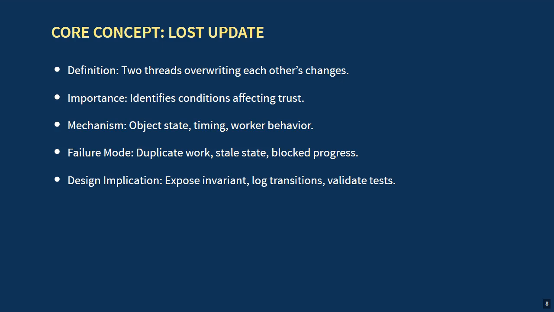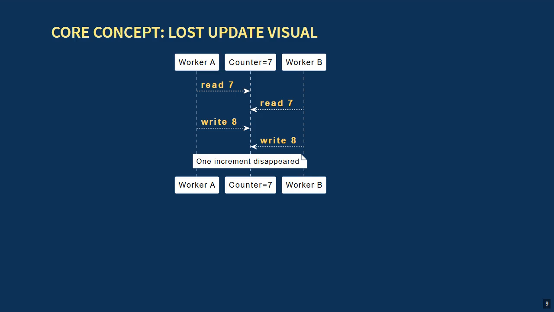The lost update condition arises when two threads read the same value and overwrite each other's changes. Understanding this is vital as it uncovers issues with trust in our system's operations during concurrent execution. This timeline makes the lost update visible. Two actors read overlapping state, compute from stale information, and write results that erase or duplicate work.